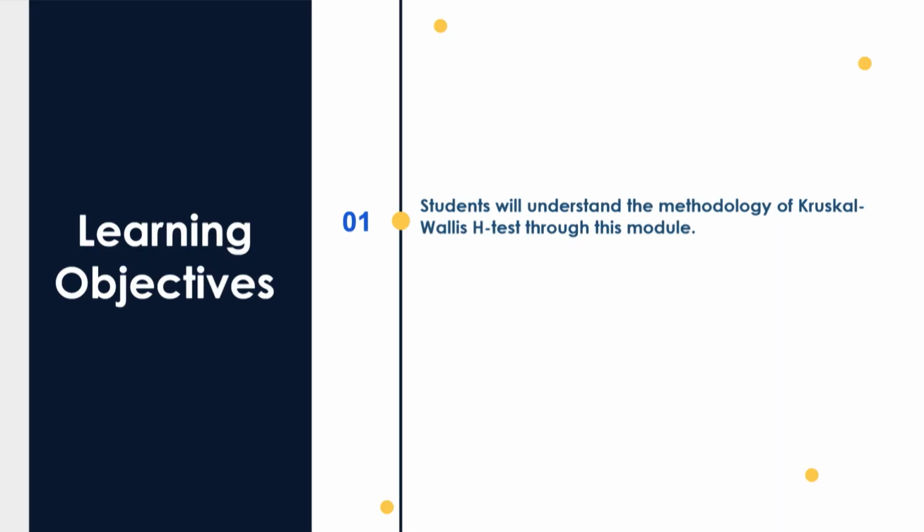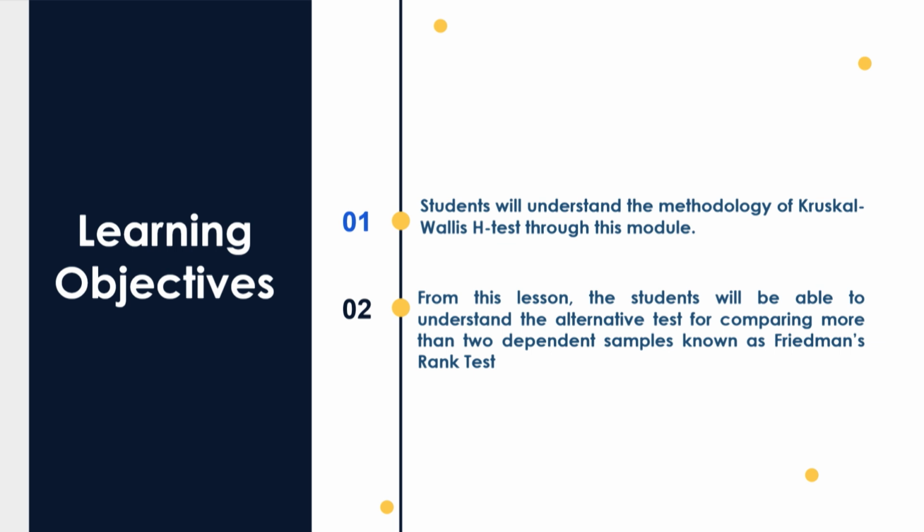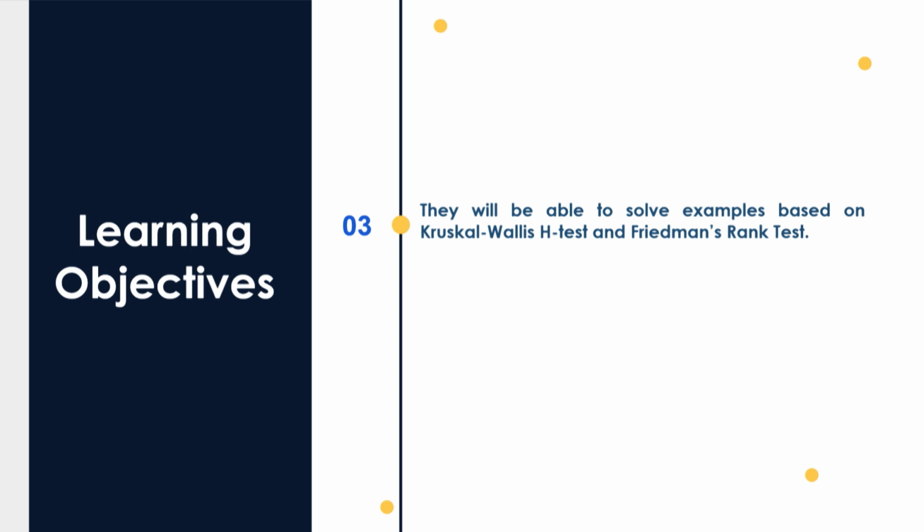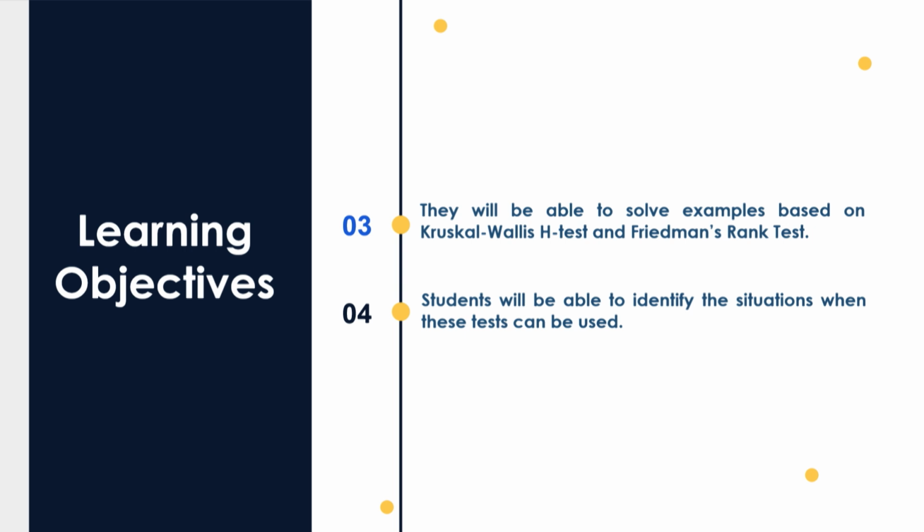So, what are students going to gain after finishing this module? They will be able to understand the methodology of the Kruskal-Wallis test. Then they will be able to understand the alternative test for comparing more than 2 dependent samples, which is called the Friedman rank test. Third, they will be able to solve examples based on the Kruskal-Wallis test and Friedman rank test, and at last they will be able to identify under what situations these tests can be used.